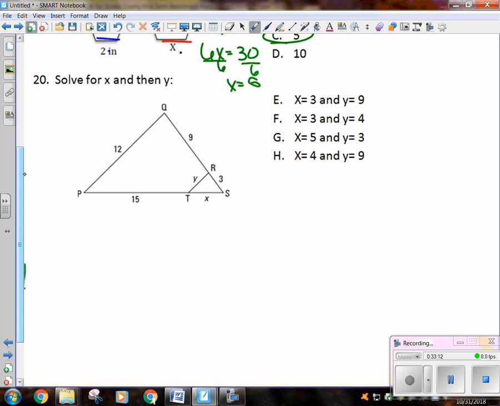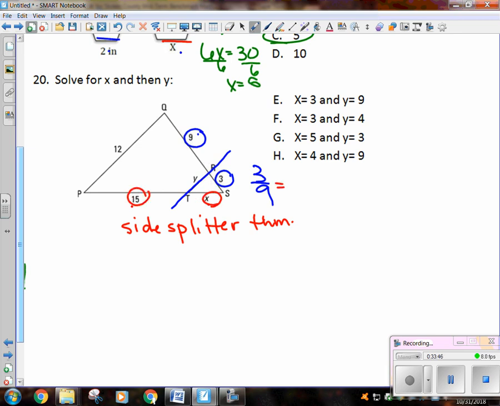First one, if I'm looking for x, I'd like you to notice that I've split it. This is a piece and a piece. On the other side, I've got the x piece and the 15 piece. That's actually from the side splitter theorem. I don't know that you need to remember that name, but I'm just going to remind you, that was the side splitter. So if you split those sides, then you can compare the sides. So that means 3 compares to 9 in the same way that x compares to 15. And I should be able to solve for x that way.